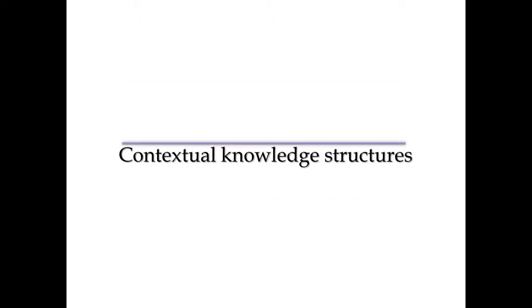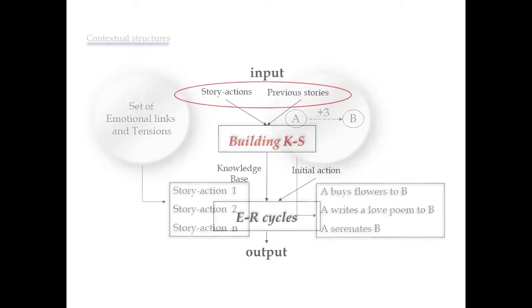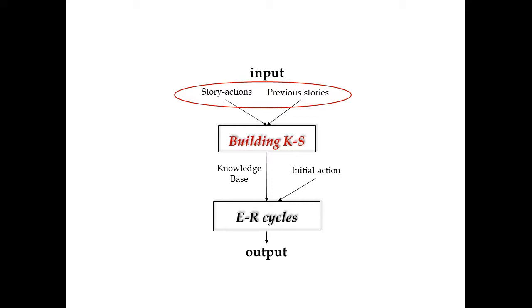We are going to start with the contextual knowledge structures. A contextual structure is a set of emotional links and tensions that represent situations in the story world. They always have associated actions that represent logical ways to face such a situation. This is an example. In this case, character A is in love with character B. Something logical to do is that character A buys flowers to B, A writes a love poem to B, A serenades B. The system gets from the dictionary of story actions and the previous stories all the information it needs to build its knowledge structures.